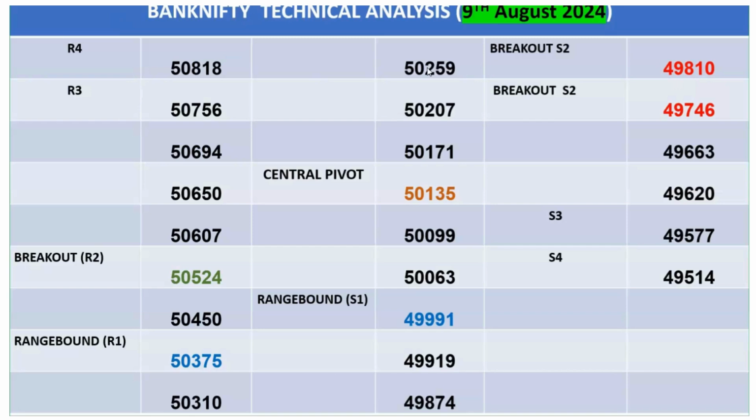S2 may be varying between 49810 and 49746, so we'll keep both the points, and then we have R3, R4 and S3, S4.